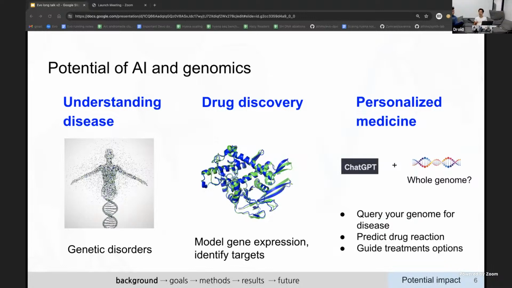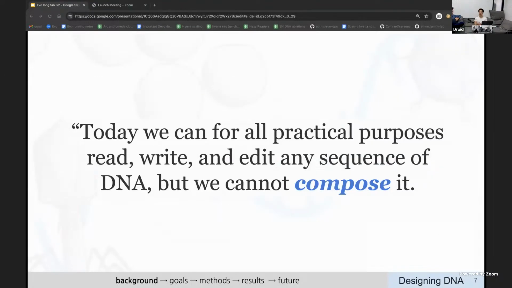Just imagine if you can, for example, feed in an entire human genome as a prompt to ChatGPT. You could potentially query that genome for potential diseases, predict drug reactions, and just ultimately guide treatment options based on someone's specific genetic code. Now, we've got a long way to go before that can happen. But in this work, we focus on one particular area, which we're very excited about.